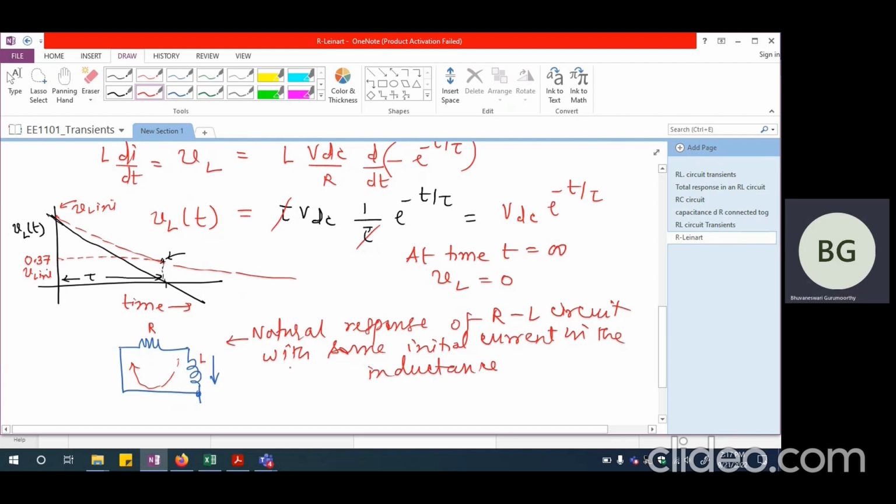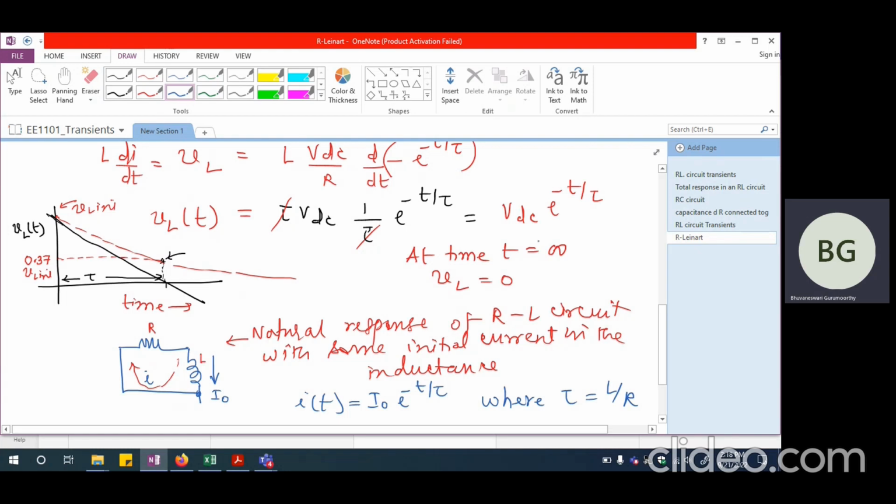Okay. So in this particular case, we said that if the initial current is I naught, let's say, we are going to have I naught multiplied by e power minus t by tau as the response of this particular I. If I may call this I of t, it is going to be like this. So this is going to essentially give me an exponentially decaying function where tau is L by R. So this is what we discussed in the last class.